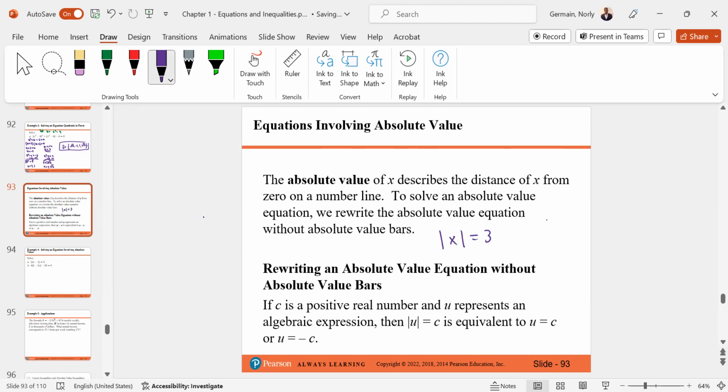So we know x can be equal to 3 or x can be equal to negative 3. Two answers. We know that, all right? This means that we determine real numbers whose distance from the origin on a number line is 3. So it shows really, we have two answers. So to generalize it in forms, if C is a positive real number and U represents an algebraic expression, then the absolute value of U equals C is equivalent to U equals C or U equals negative C.